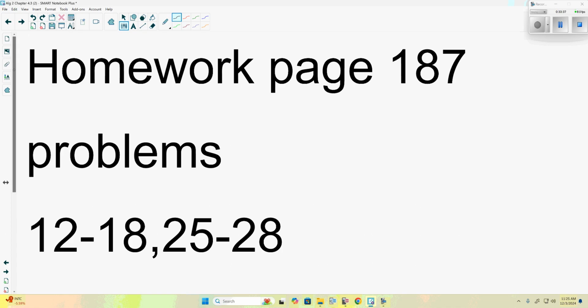So the homework on page 187, 12 through 18, 25 through 28. 12 through 18 is our synthetic division, just you're dividing it, getting a solution. 25 through 28 is using synthetic division to evaluate. Now, before we call it done, we're doing one last problem.